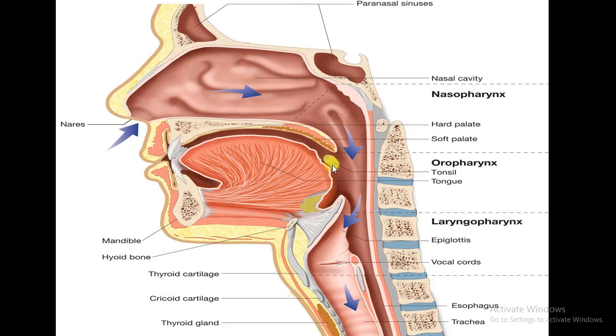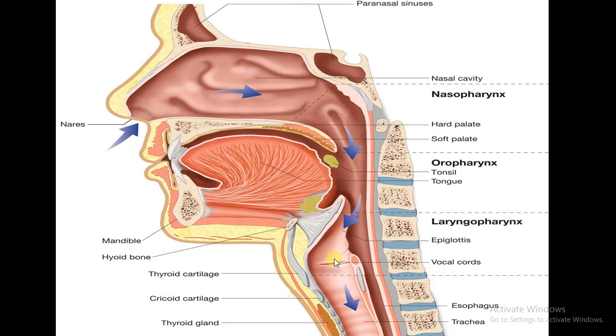Now this is basically for the protection of the lower respiratory tract. We can prevent the entry of food into the lower respiratory tract by this mechanism. Otherwise, there can be entry of food or food particles into the larynx, and it can cause choking and respiratory problems.